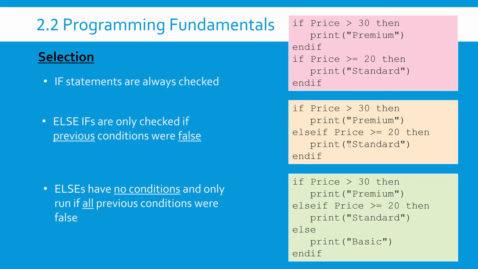We can stick elses as well. You don't have to, by the way, have else ifs and elses. You can just have ifs on their own. But elses will have no conditions and only run if all previous conditions were false. So they're your last resort. They cover every other possibility. You only ever have one else. You can have several else ifs, and you only ever have one if in one selection block. So if price was now 15 at the bottom, basic would get outputted.